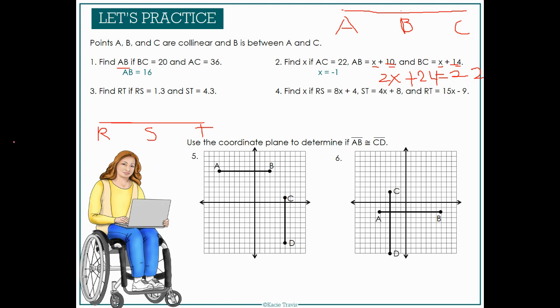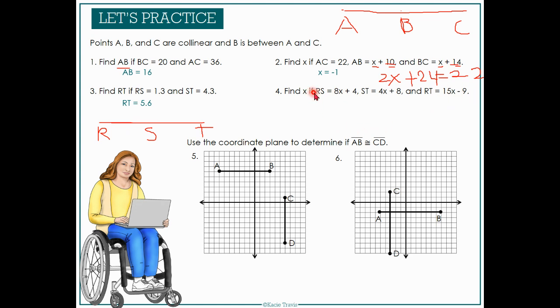Let's set it up. We said that we're going to find RT, which is the whole line, if RS is 1.3 and ST is 4.3. So those are the two parts. RS is 1.3, ST is going to be 4.3. So since those two are in between these 2 points, I can just add them together. So adding them together means that I have 5.6. Perfect.